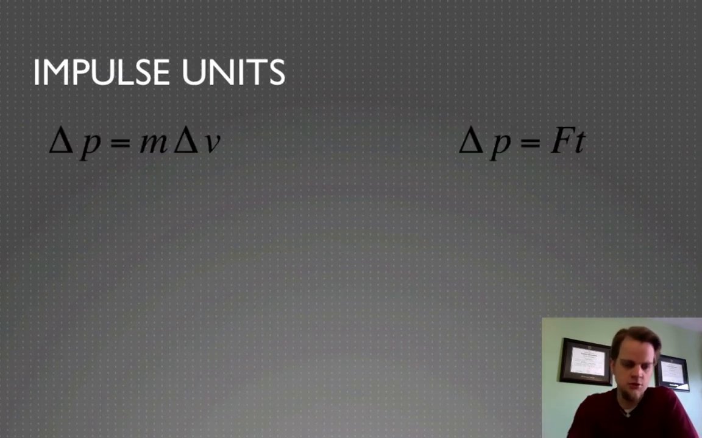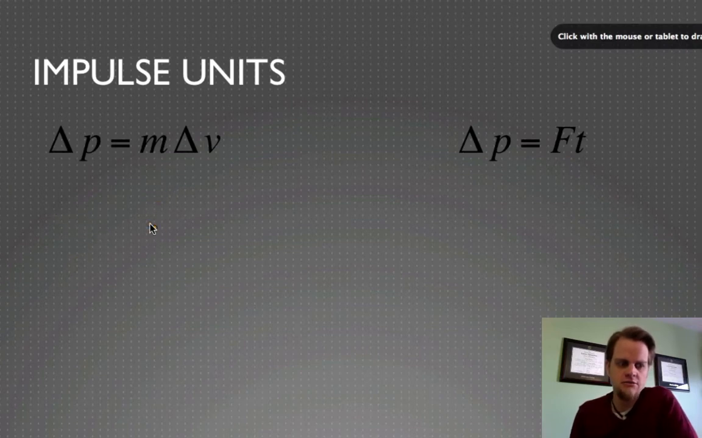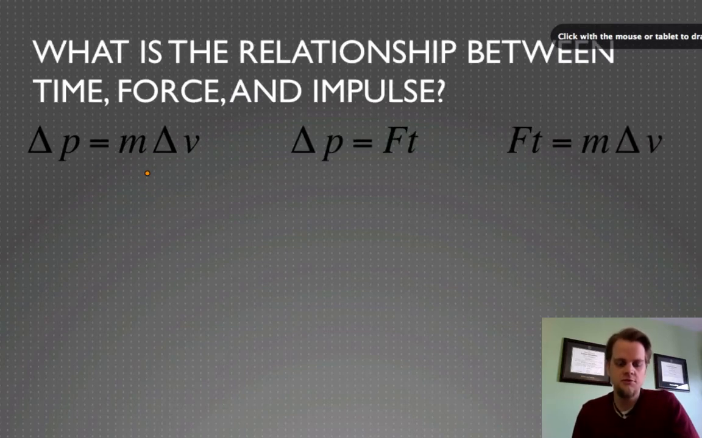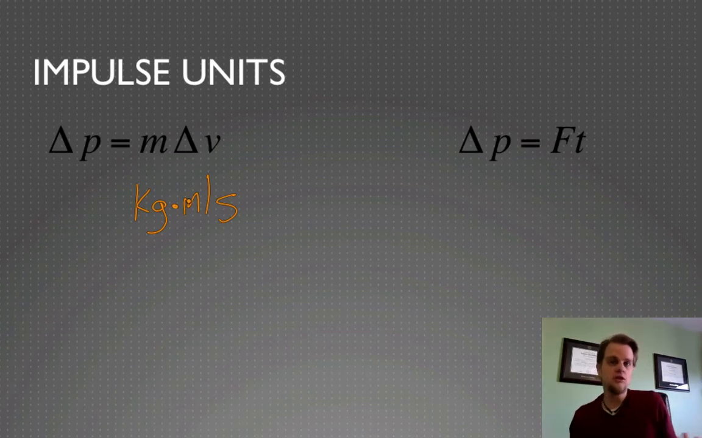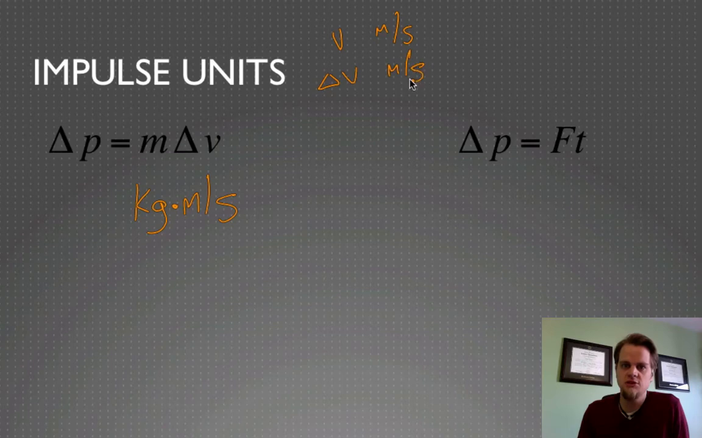So let's talk units real quick. What are the units for impulse? If mass is measured in kilograms and velocity is measured in meters per second, then it's really just kilogram meters per second. It's the same as the momentum units. It's just momentum, how much the momentum changed. If velocity is measured in meters per second, change in velocity is also measured in meters per second. So if momentum is measured in kilogram meters per second, change in momentum is also measured in kilogram meters per second.